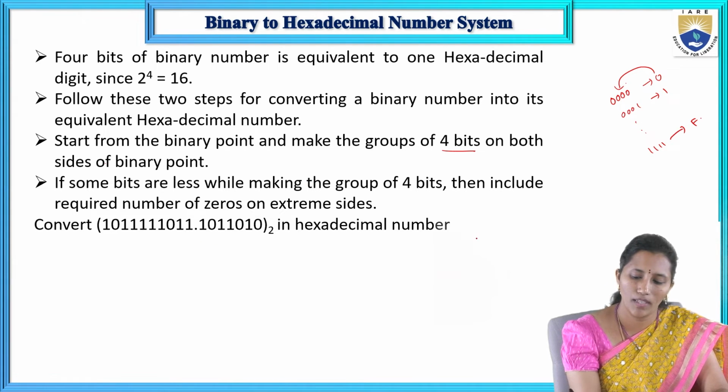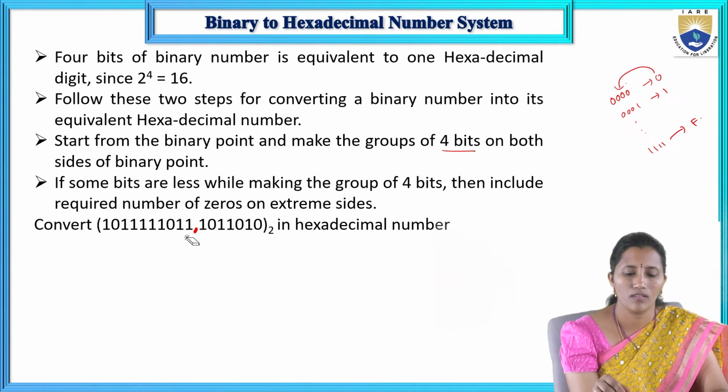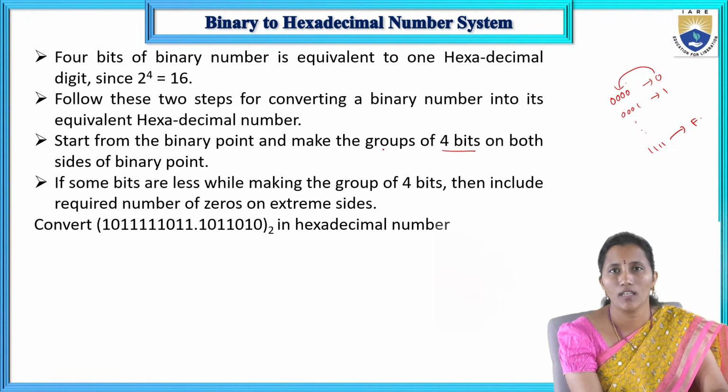Binary point is nothing but this point. Okay, the binary point. Start from the binary point and make groups of 4 bits on both sides of the binary point. If some bits are fewer while making the groups of 4 bits, same as binary to octal, here also we have to add zeros on the extreme side, either the MSB side or the LSB side.